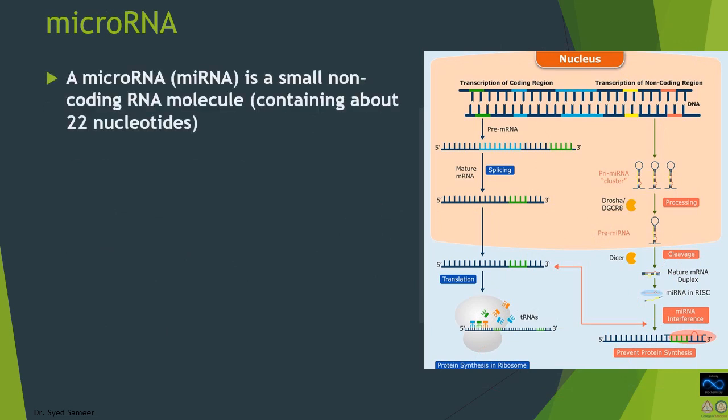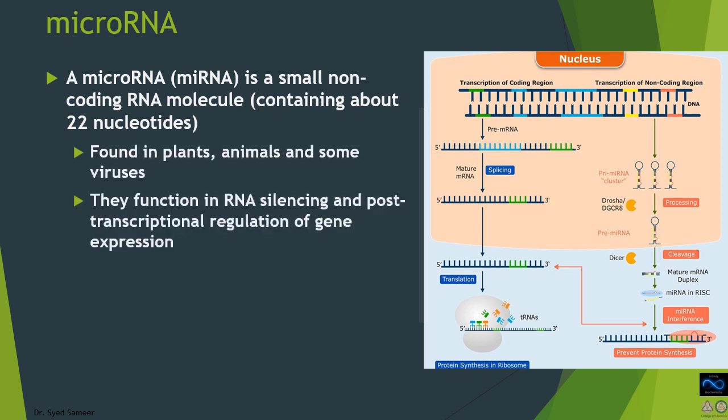MicroRNAs, as the name suggests, are the smallest types of RNAs available in nature. They usually contain a sequence of only about 22 nucleotides. They are found in plants, animals, and viruses and are known for RNA silencing or post-transcriptional regulation of gene expression. It is one of the ways by which RNA controls the expression of an mRNA. So microRNA tells an mRNA whether it has to be expressed into proteins or whether it should be arrested.